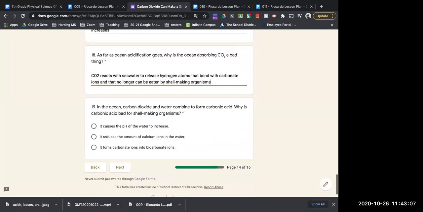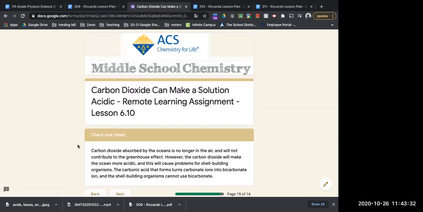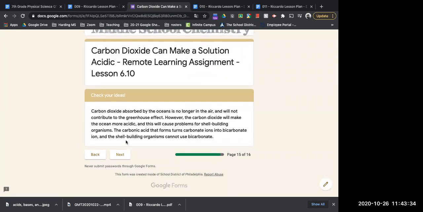All right. In the ocean, carbon dioxide and water combine to form carbonic acid. Why is carbonic acid bad for shell-making organisms? It turns carbonate ions into bicarbonates. Yes. And that basically says all that right there, which is good.